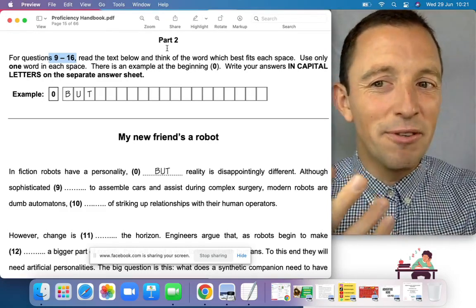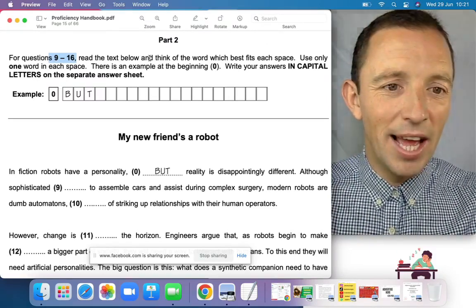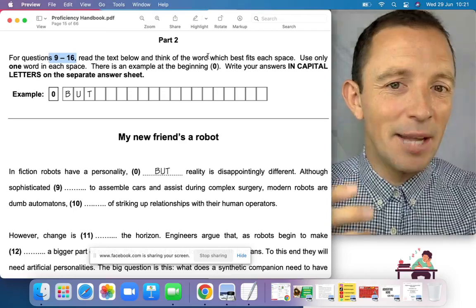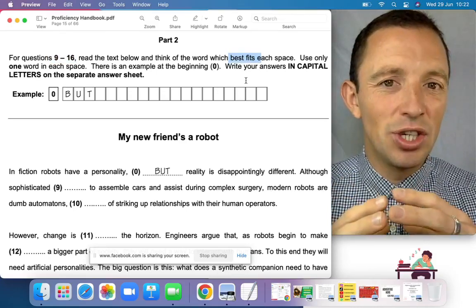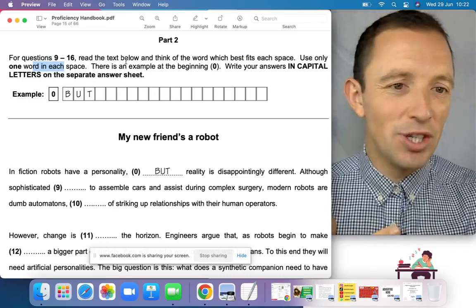Okay, so for questions 9 to 16, read the text below and think of the word that best fits each space. Use only one word for each space.